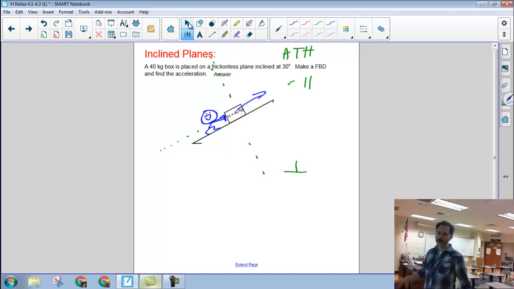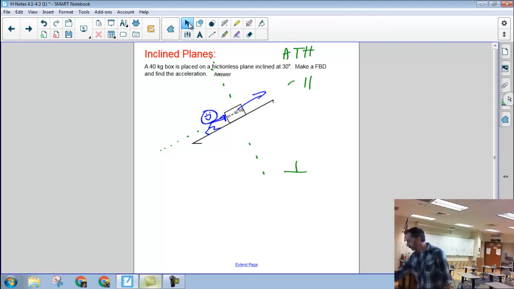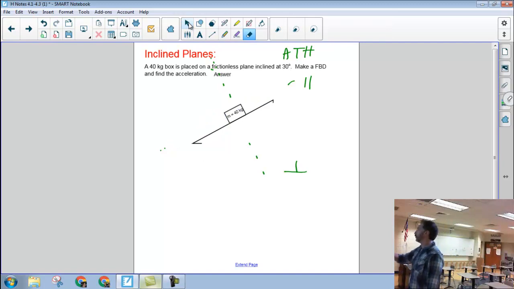And so that's why we want to use these axes, all right? The biggest problem, and it's not really that big of a deal, but the biggest problem is stupid gravity, right? So let's do this.